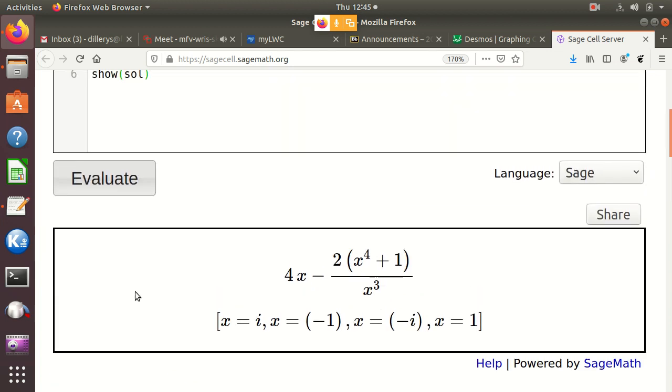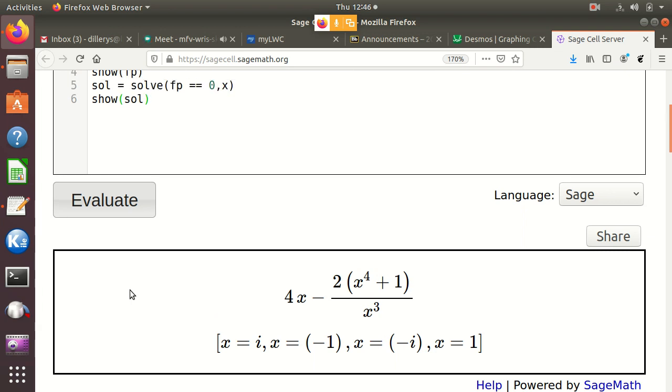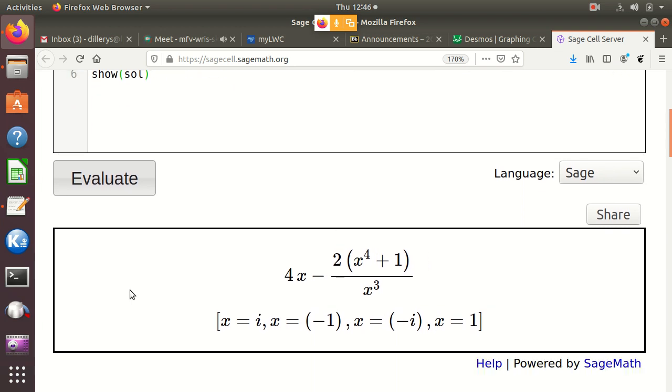And look at that. It even gave the imaginary answers, but it gave x equal -1 and x equal 1, as well as i and negative i. Pretty nifty.